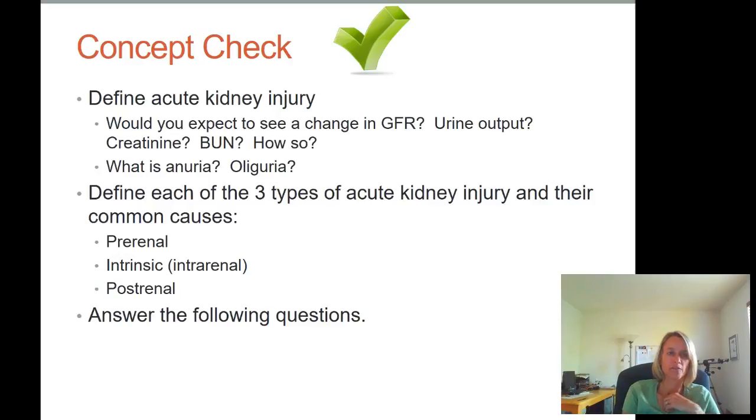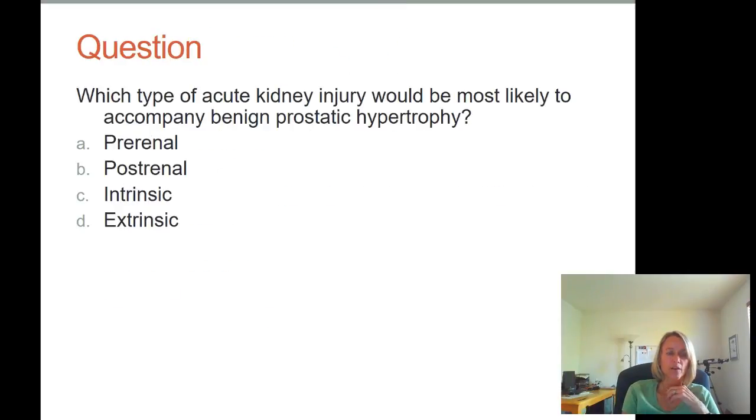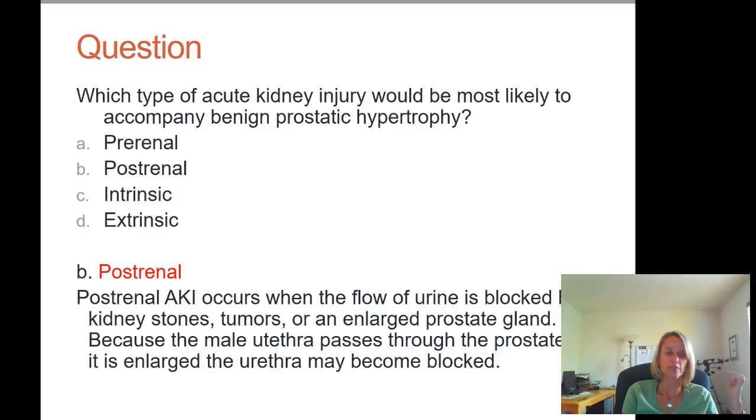Okay, let's review those. Question, which type of acute kidney injury would be most likely to accompany benign prostatic hypertrophy? And that's going to be post-renal failure. Okay, and that occurs when the flow of urine is blocked by kidney stones, tumors, or an enlarged prostate gland.